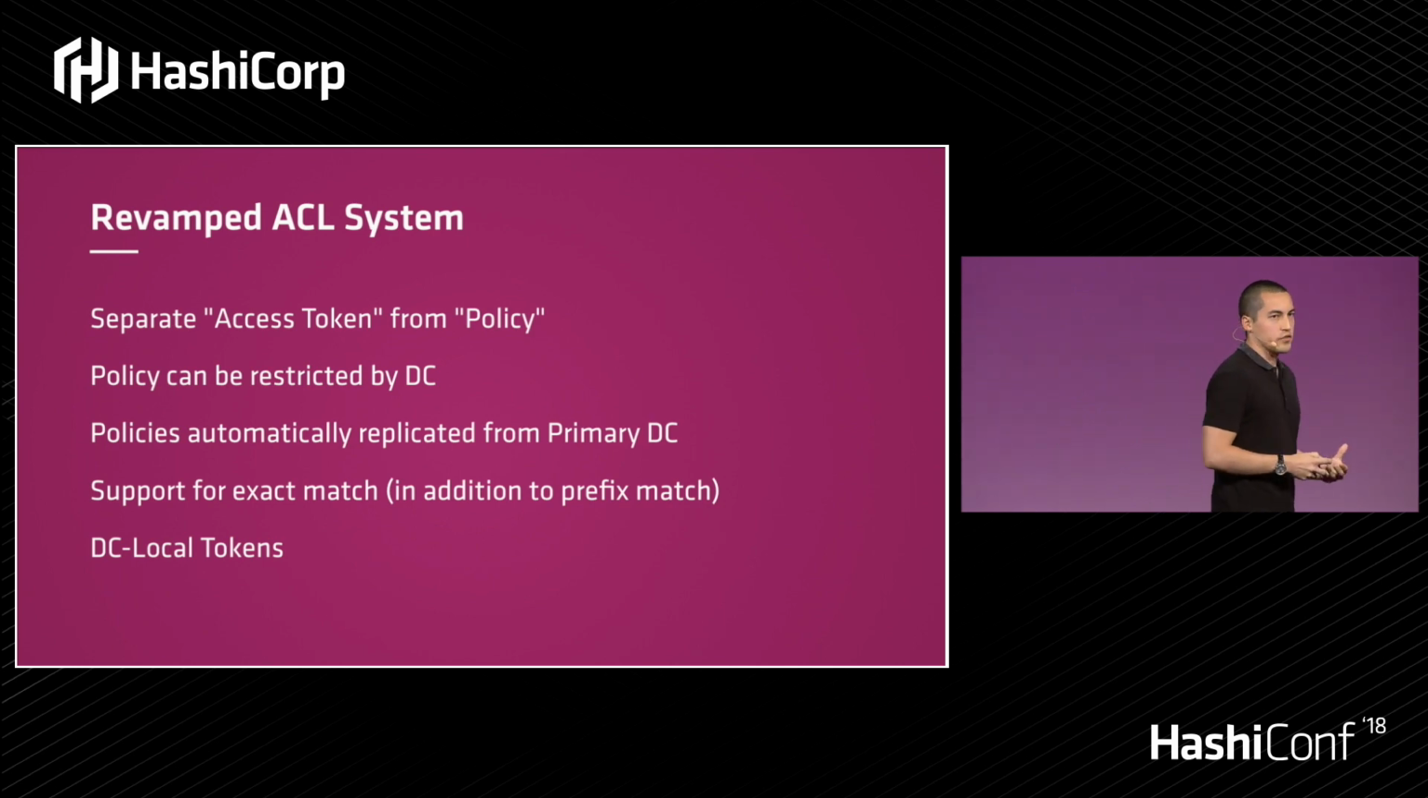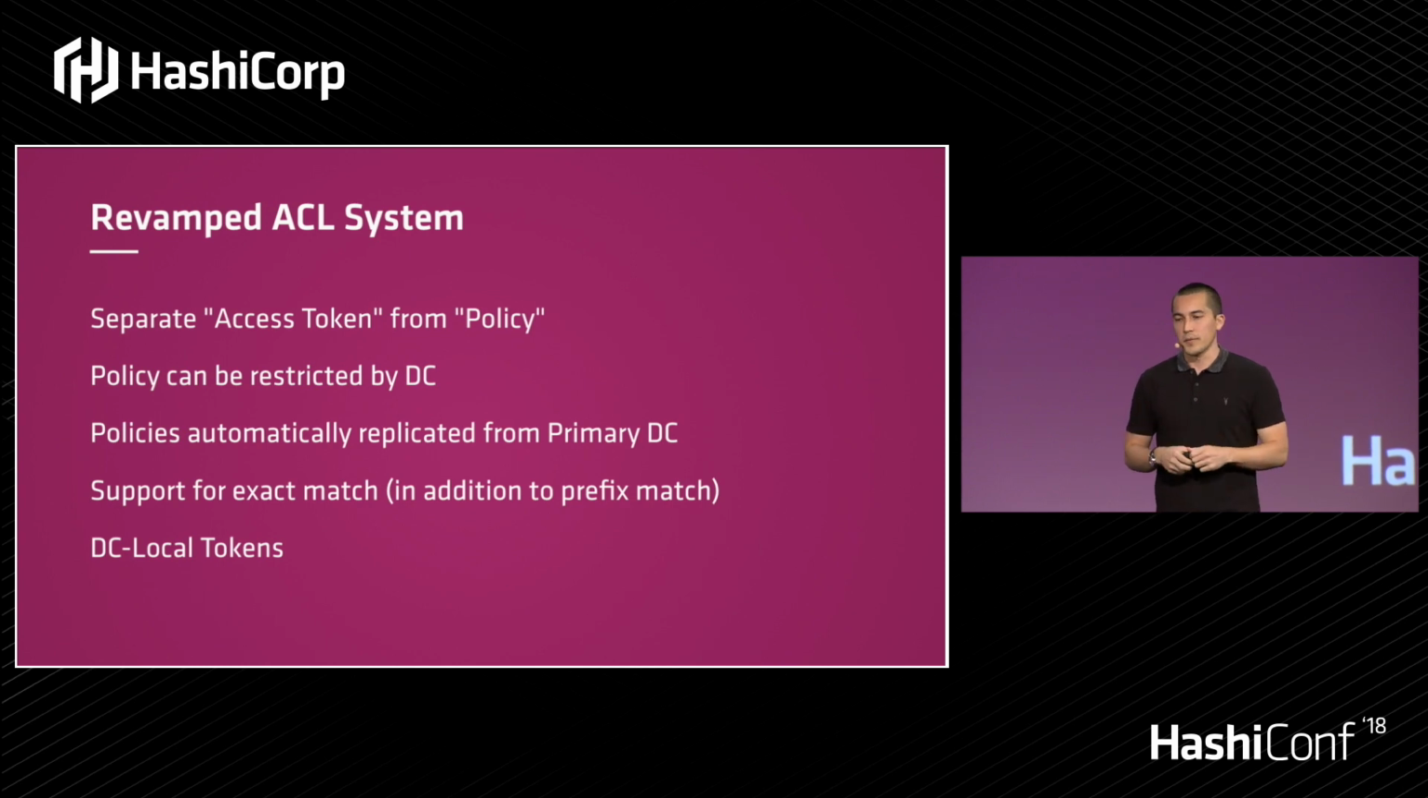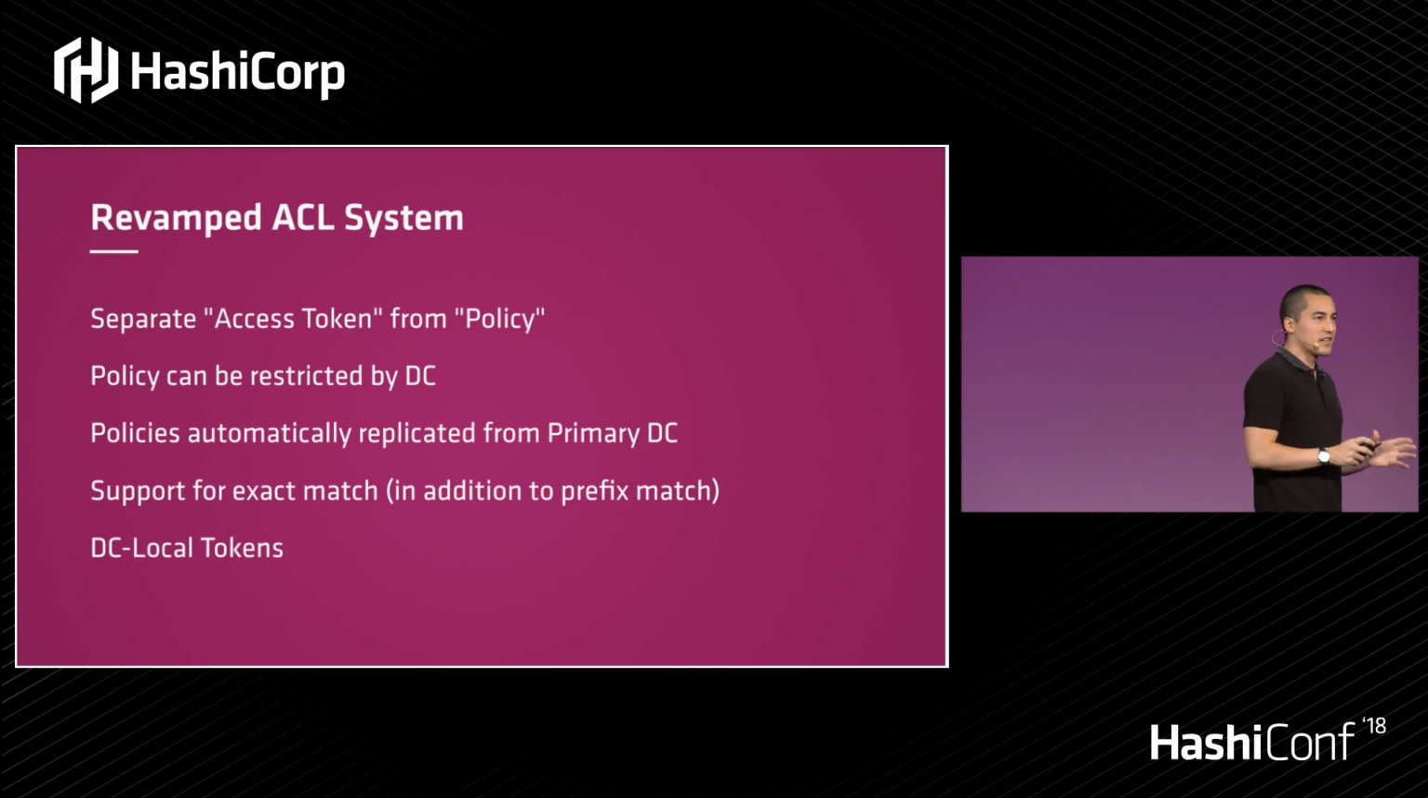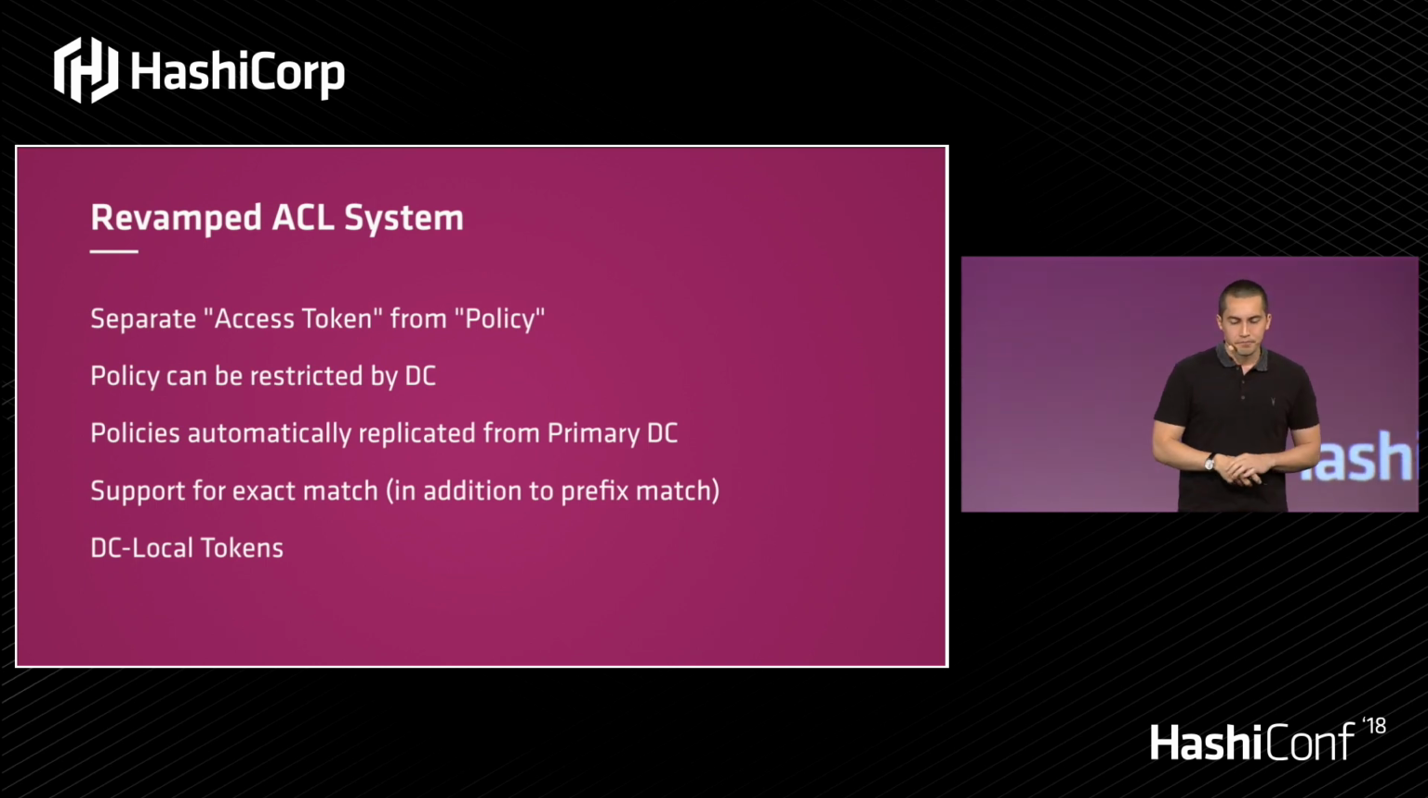Data center local tokens are tokens that aren't replicated globally. So generally, you could have thousands of these in a single data center without pushing any replication burden onto your global deployment. And this is super important for performance. The ACL system is completely open source. It's backwards compatible with the existing ACL system. And we've done some really neat things to upgrade you.